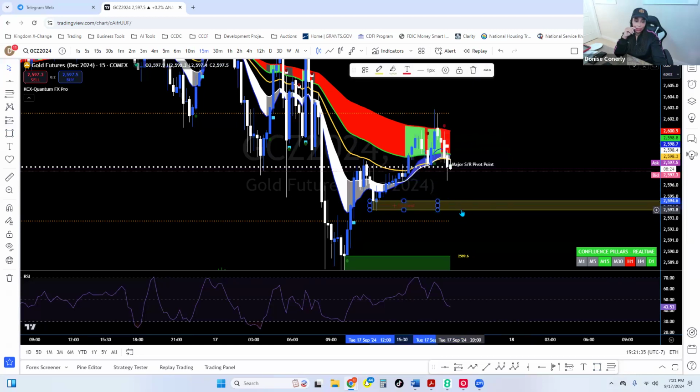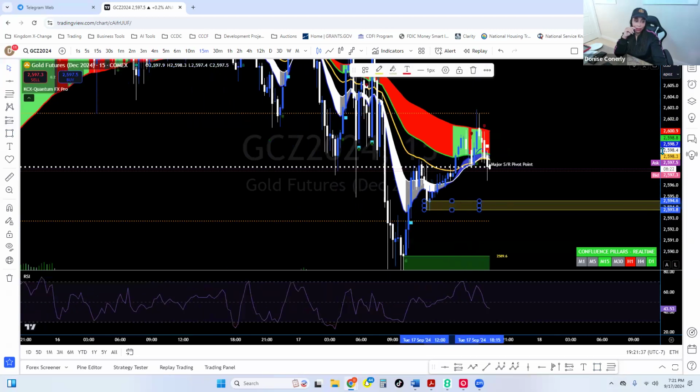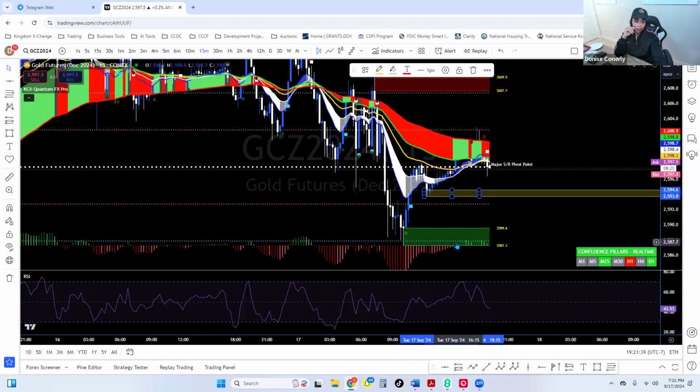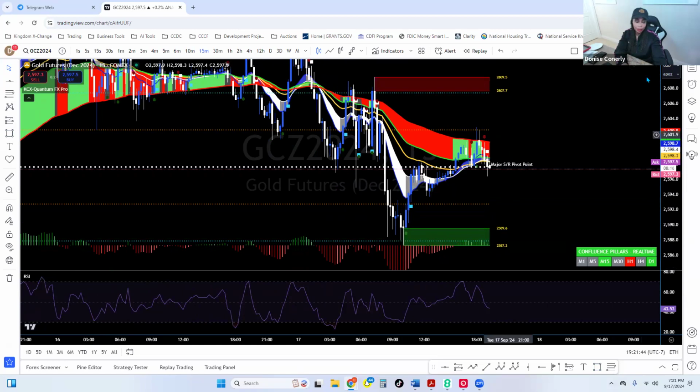Potential double bottom right there. And then this is the next one after that. It's already created it, right? So that's that. So those are the two areas we're looking to get past.